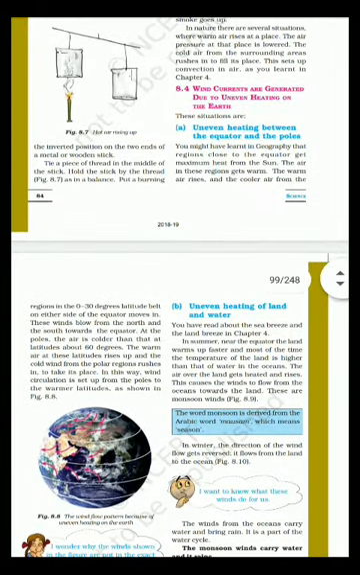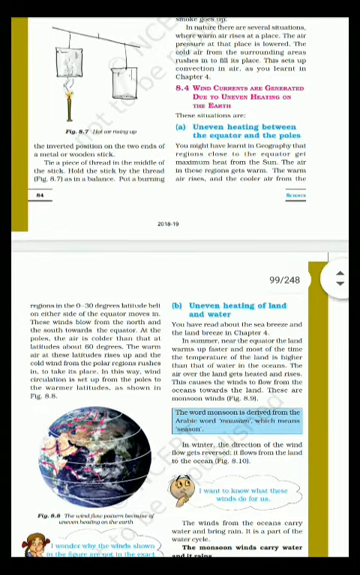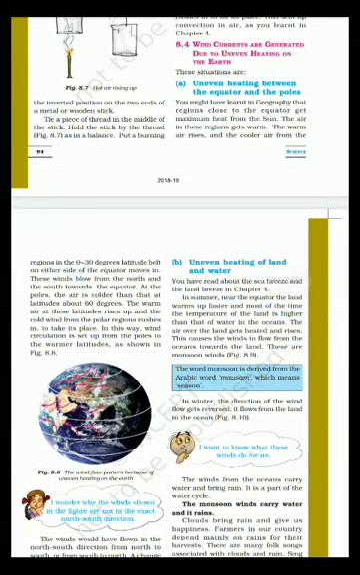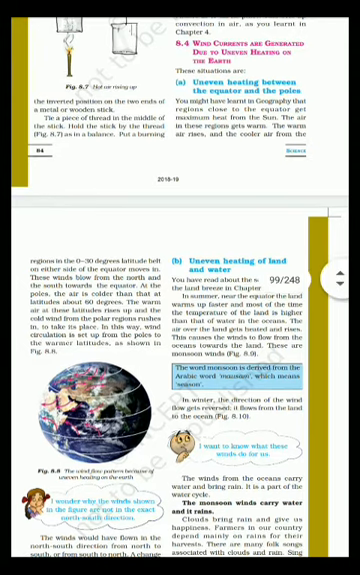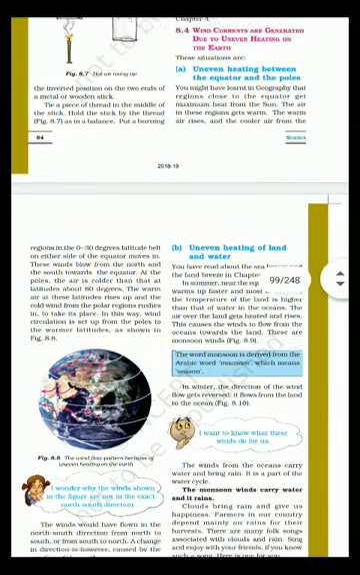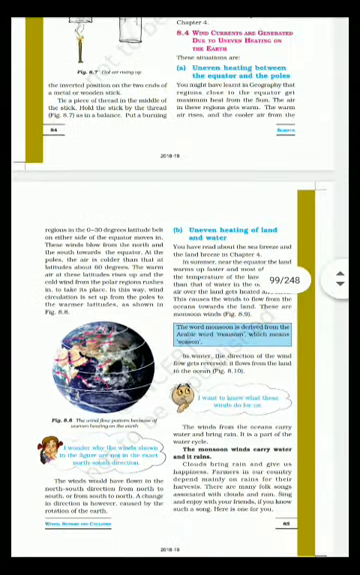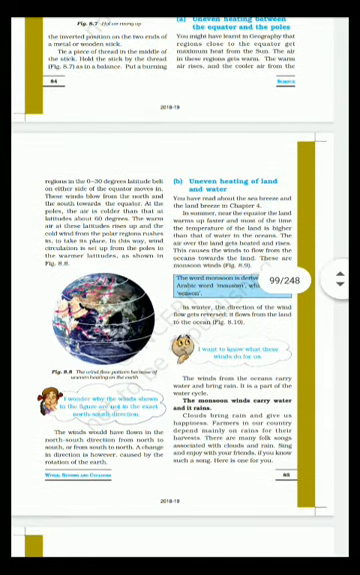The first one is uneven heating between the equator and the poles. You might have learned in geography that regions close to the equator get maximum heat from the sun. The air in this region gets warm. The warm air rises and the cooler air from the regions in the 0 to 30 degrees latitude belt on either side of the equator moves in. As we discussed in the last chapter, it is repeating the same: the warmer air rises up and the cooler air nearby comes towards the warm place.